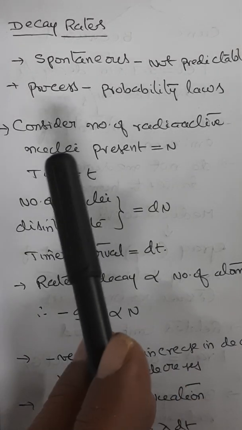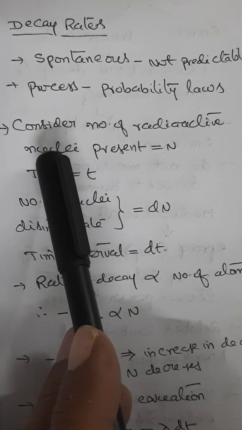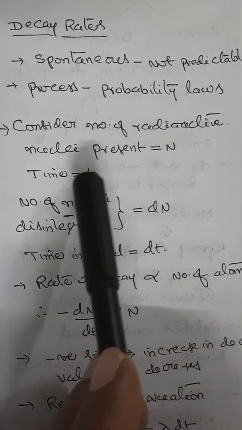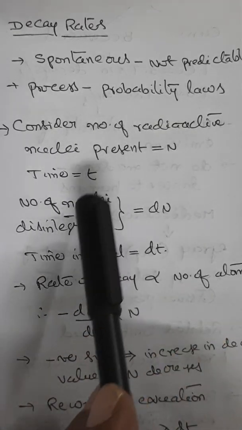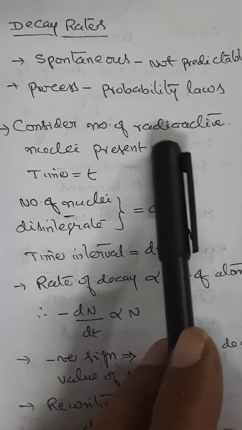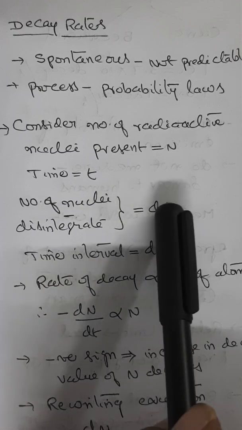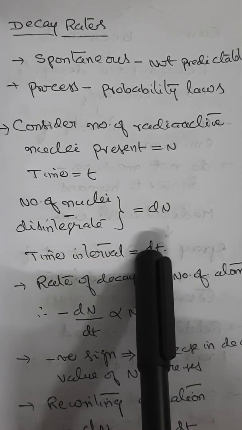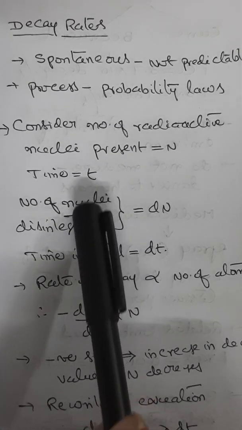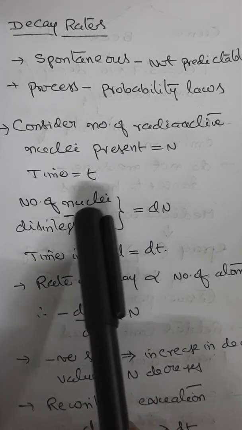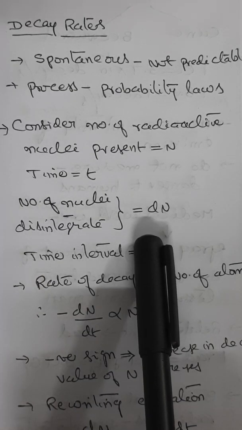That means at a point of time we are considering, there are N radioactive nuclei available, in the time interval t we are taking. In that N, let us say this is the parent number, the number of nuclei disintegrating into daughter nuclei, or let us say dN, in a time interval of dt. Then based on this concept, we can calculate the rate of decay of the nuclei.